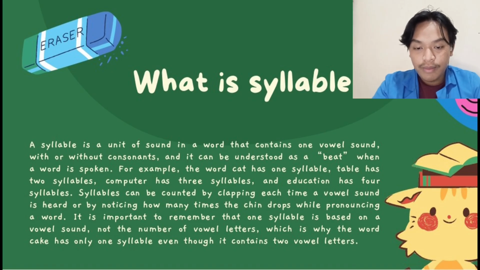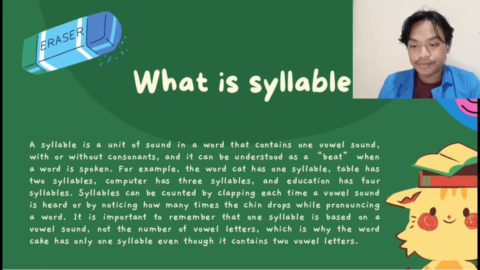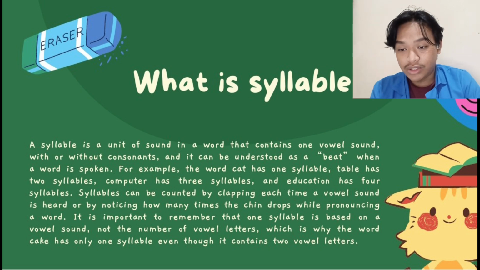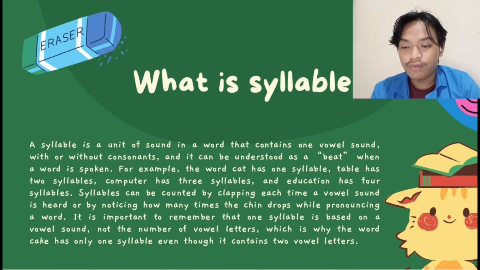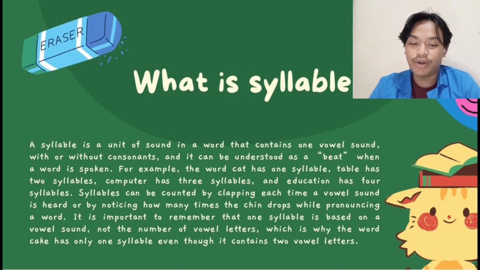It is important to remember that one syllable is based on a vowel sound, not the number of vowel letters, which is why the word cake has only one syllable even though it contains two vowel letters. A syllable can be understood as a beat when a word is spoken. Every syllable must have one vowel sound, not one vowel letter. This is important because some words look long but actually have fewer syllables. Understanding syllables helps us avoid incorrect pronunciation.